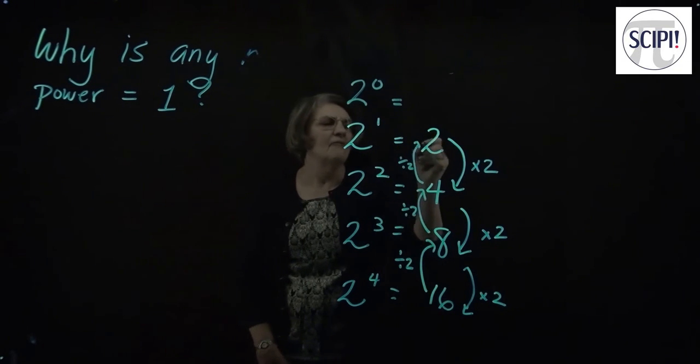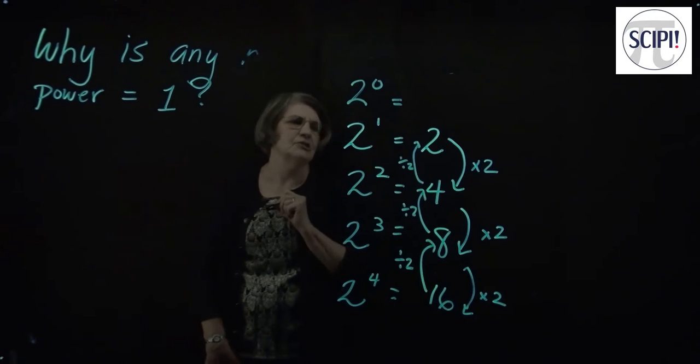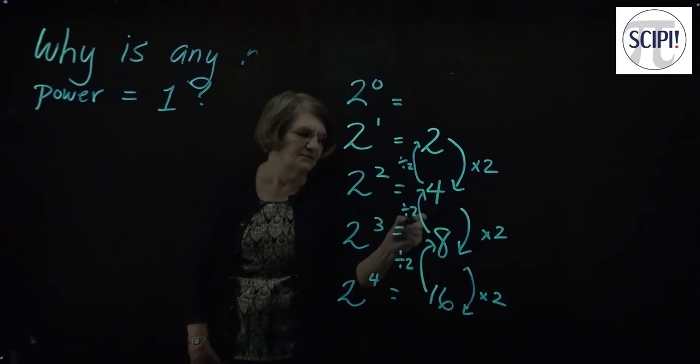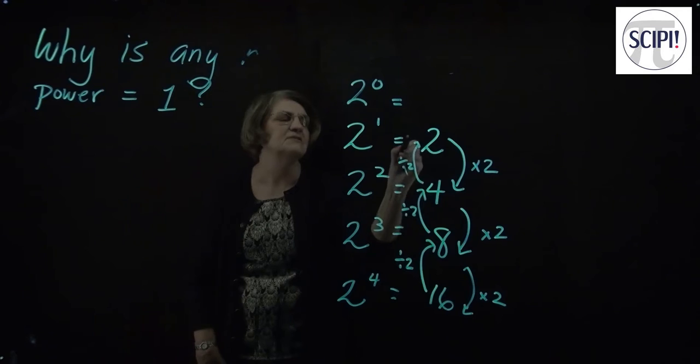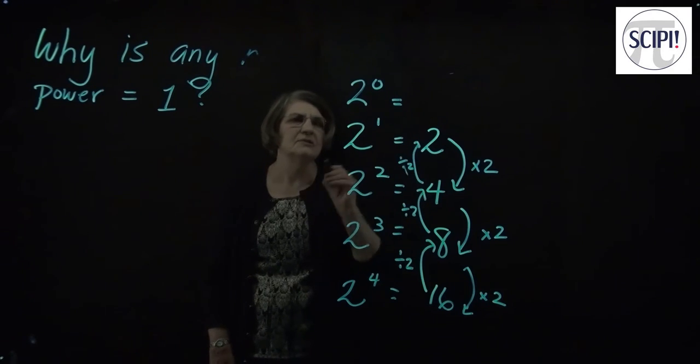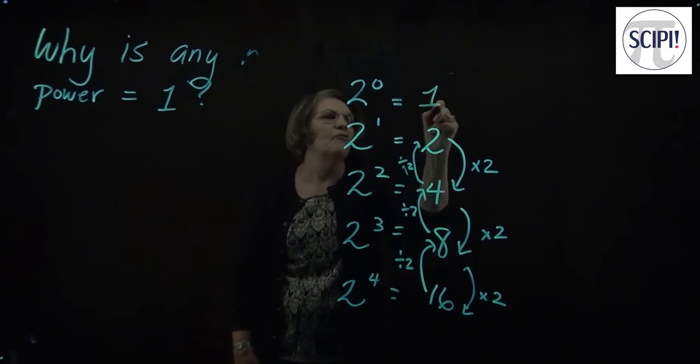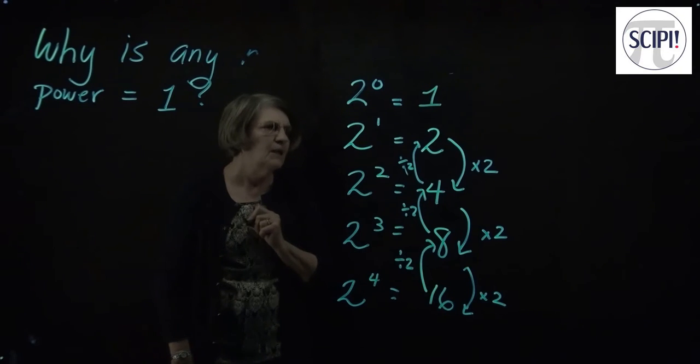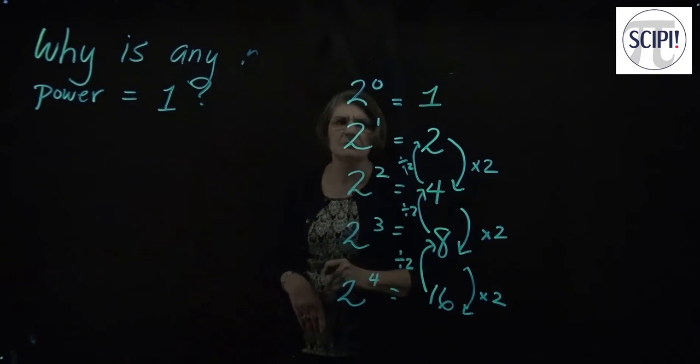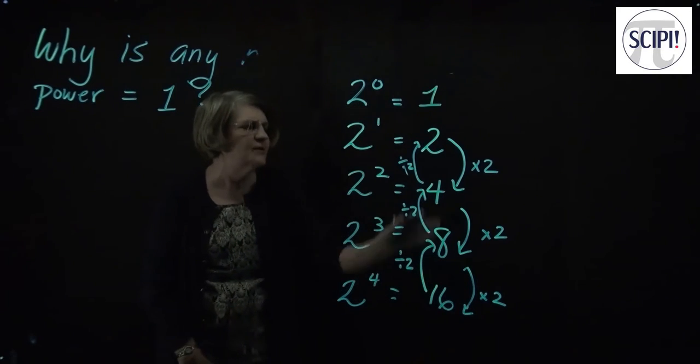How would I get from this answer to this answer? What's our pattern? Divide by 2, divide by 2, divide by 2. So what is 2 divided by 2? Voila, it's 1. Now maybe you're saying, oh, that just works for even numbers because these are even numbers.